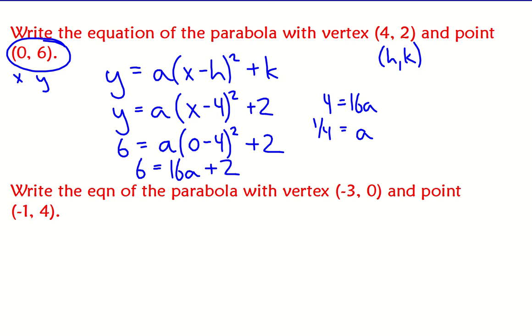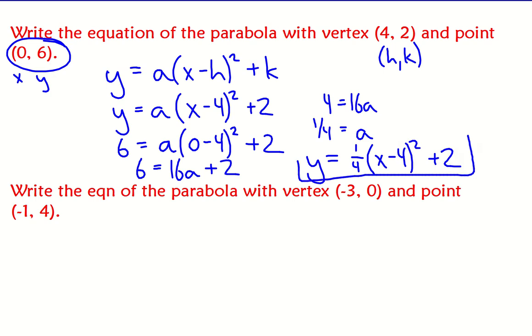That means I can go back and put in the a value, and I can complete the equation. So y equals 1/4 times quantity (x minus 4) quantity squared plus 2. This would be my equation in vertex form for that parabola. We're going to talk a little bit at the end of the lesson about how you can switch from one form to the other if that's not the form that you want it in. But in this case, if it just says write the equation, then we're going to pick whatever form is easiest and we're going to leave it in that form.